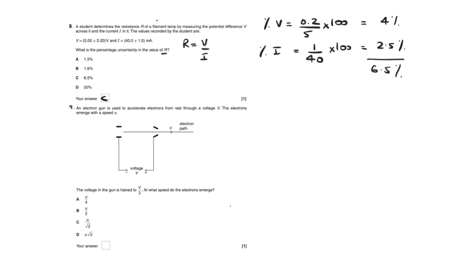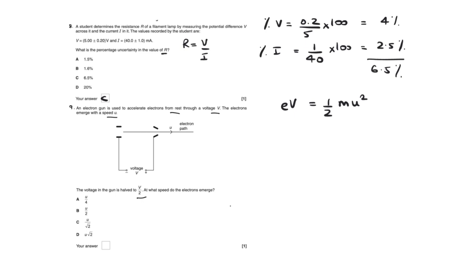For question number 9, an electron gun is used to accelerate electrons from rest through a voltage V, and the electrons emerge with a speed u. And we are asked to work out the speed at which they emerge if the voltage is halved. So it's basically become V over 2. For this question, we need to know an equation that is not quite given to us directly, and that is the work done, which is eV on an electron as it is accelerated through a potential difference of V, is just half mv squared, or, well, in this case, half mu squared.